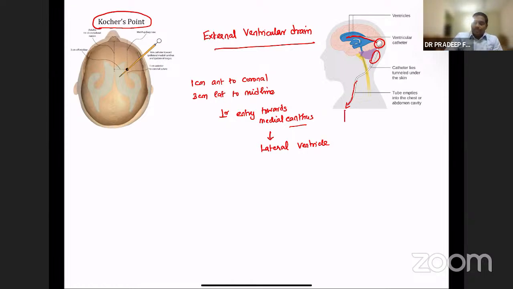The distal end can be placed in the atrium, that is called a ventriculo-atrial shunt. It can be placed in the pleural cavity, that is called a ventriculo-pleural shunt, or it can be placed in the peritoneal cavity, that is called a ventriculo-peritoneal shunt.